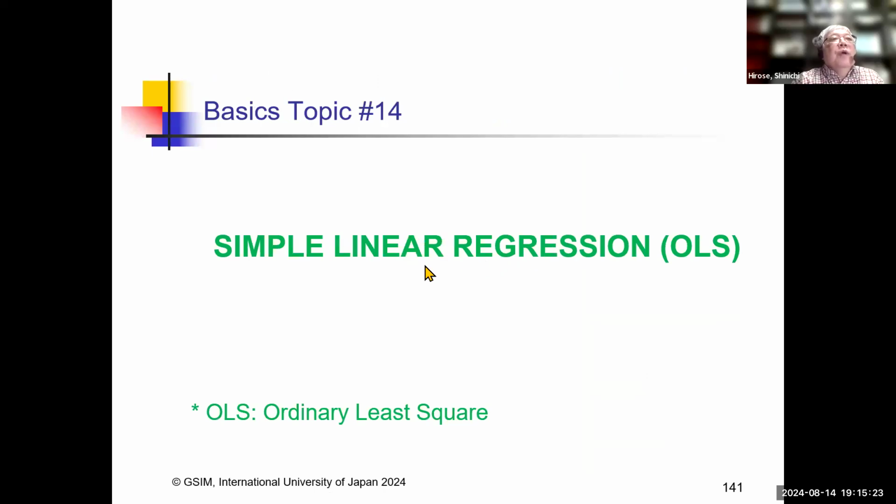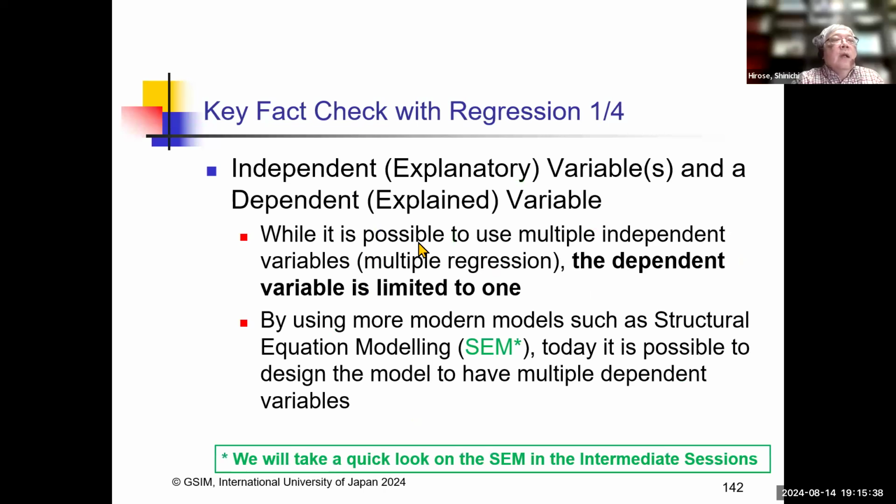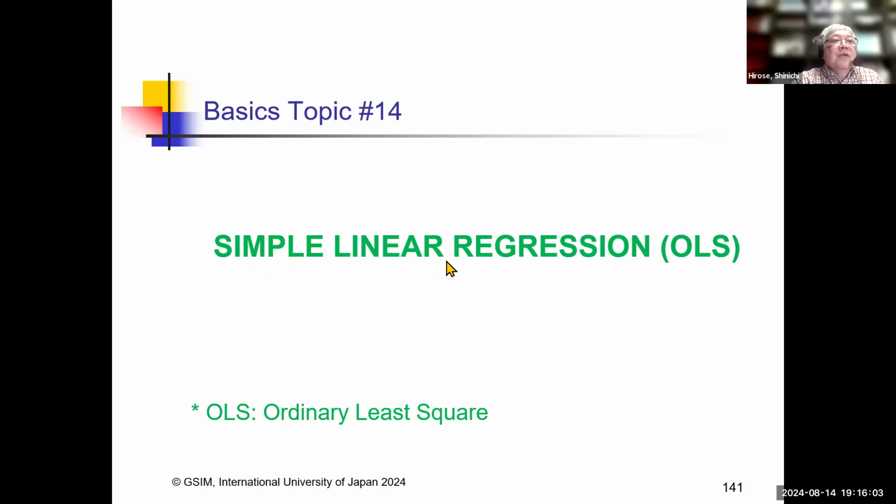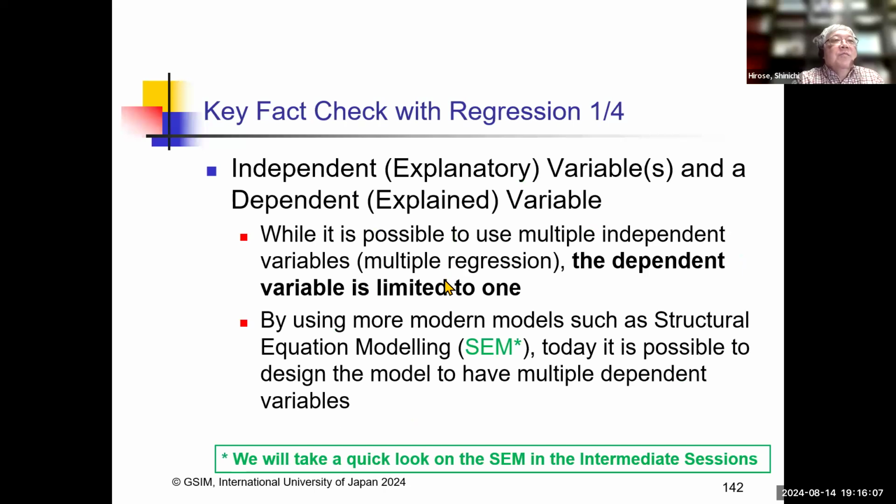Okay, so next we go to simple linear regression, the ordinary least squares method. I think you are very familiar with simple linear regression. It has an independent variable and a dependent variable. And you can set only one dependent variable, not only in the case of simple linear regression, but also in the case of multiple regression. So you can set only one dependent variable.